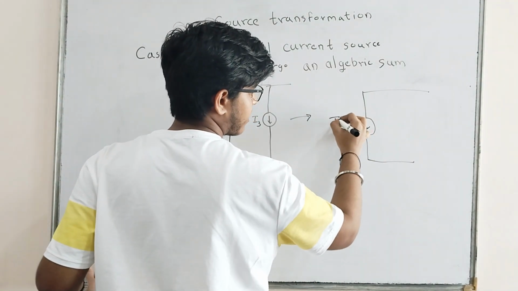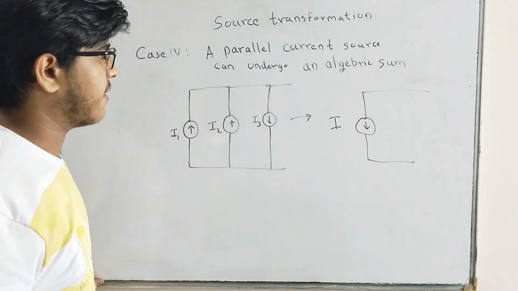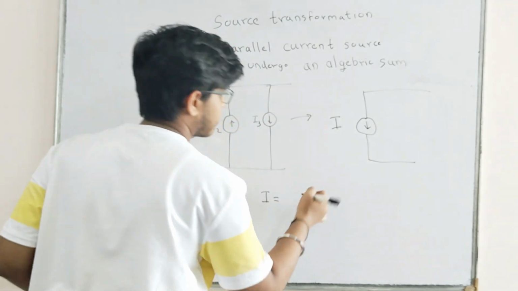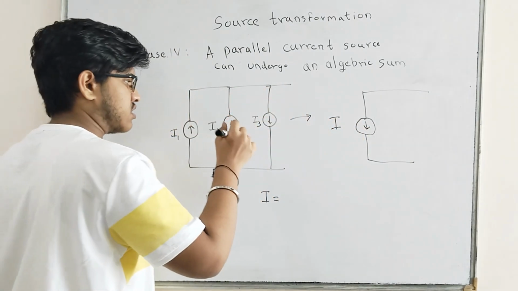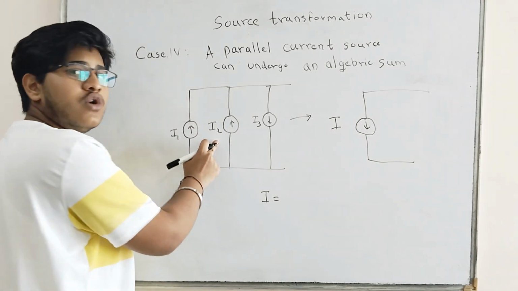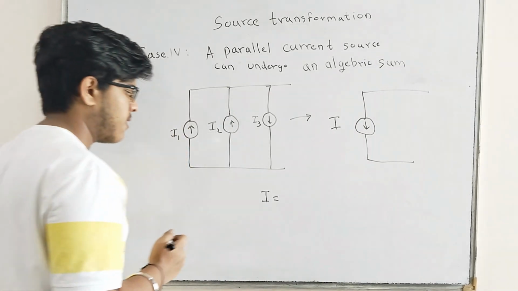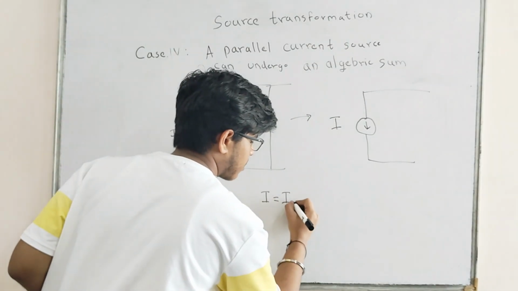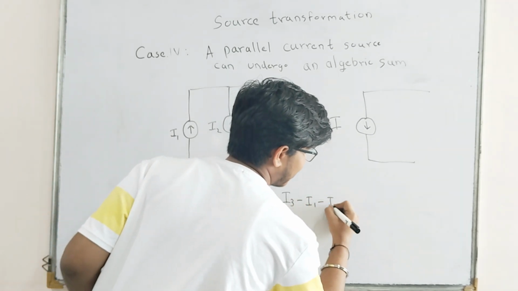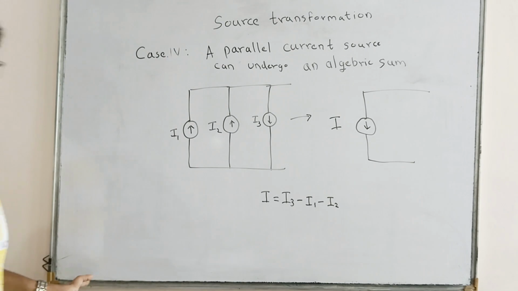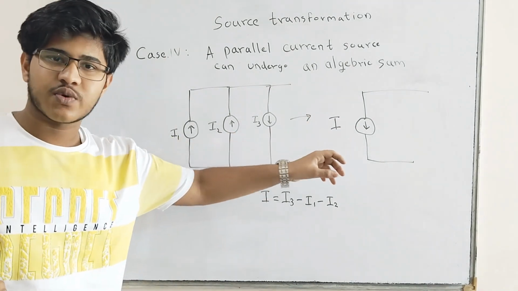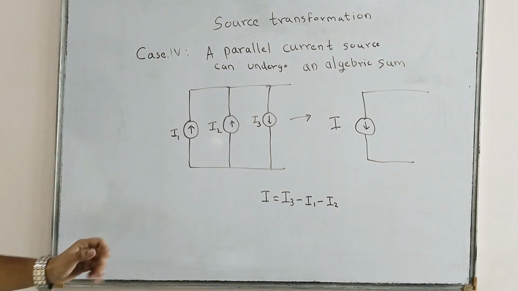This will be I. So what will be the value of I? Now, downward is my main direction, so I3 will have a positive sign, and I1 and I2 will have a negative sign. So I equals I3 minus I1 minus I2. I purposefully took this sign as downwards to explain to you all. Please note it.